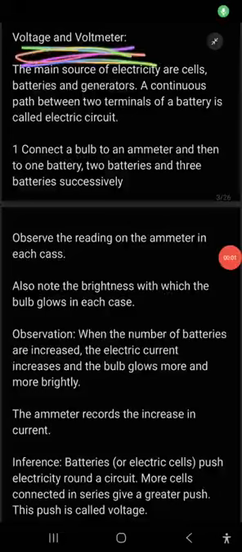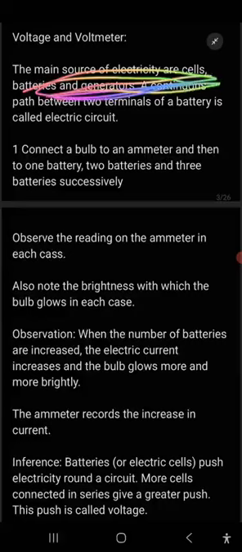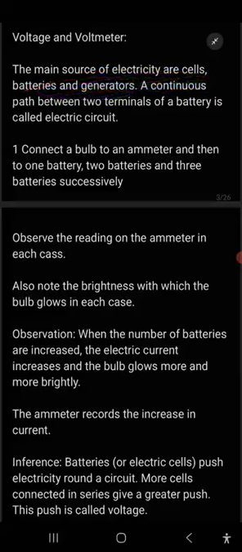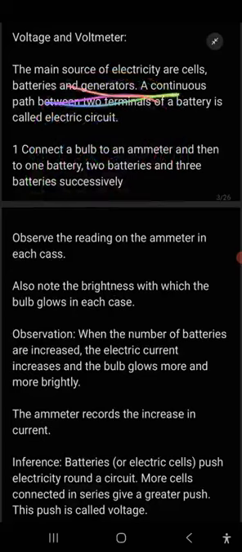What do voltage and voltmeter mean? You might be wondering, why do we want to learn that? That's a great question actually. Voltage is very good for electrical engineering, I guess. Okay, let's start the video.